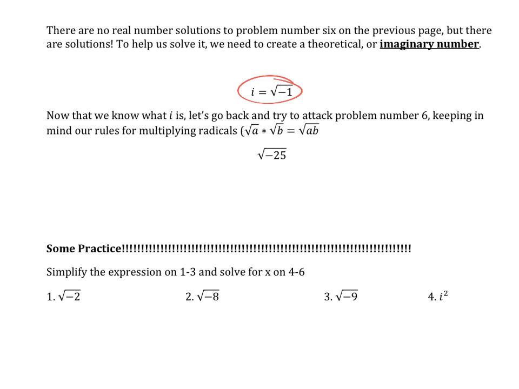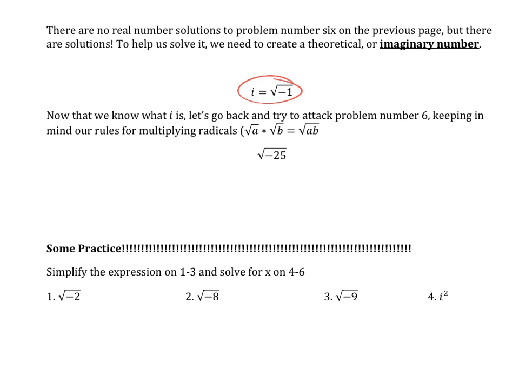i is just going to stand for the square root of negative 1. Now really, what does that mean? In the real number world, it means nothing. That's why it's called an imaginary number. But in the imaginary number world, i is equivalent to root negative 1.